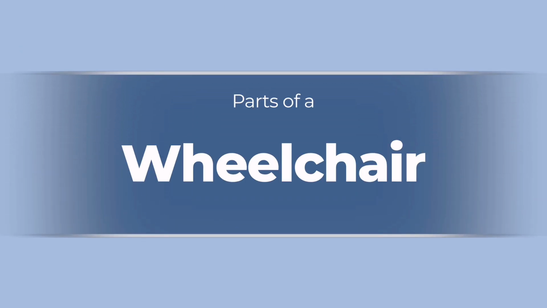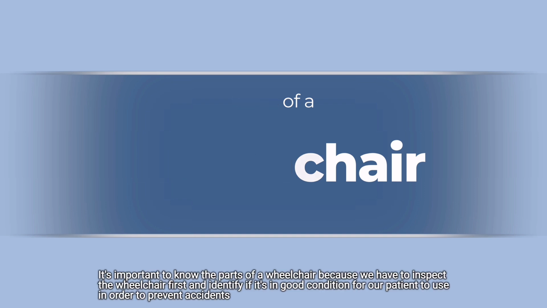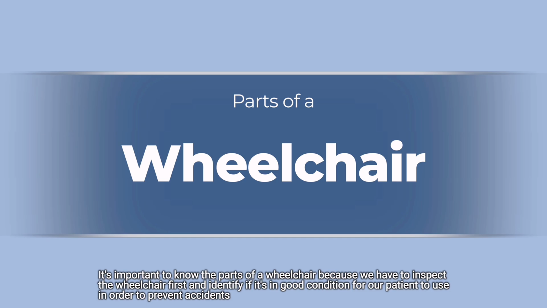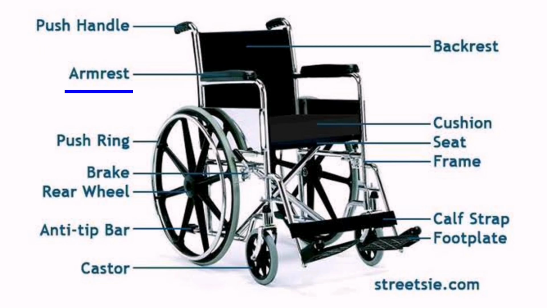Parts of a wheelchair. It's important to know the parts of a wheelchair because we have to inspect the wheelchair first and identify if it's in good condition for a patient to use in order to prevent accidents. Push handle, armrest, push ring, brake, rear wheel, anti-tip bar, castor, backrest, cushion, seat, frame, calf strap, footplate.